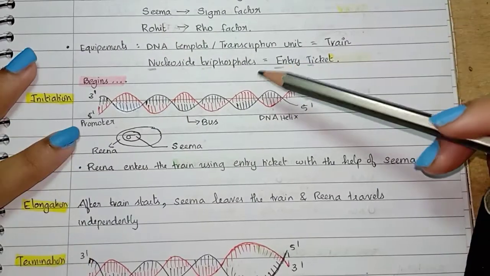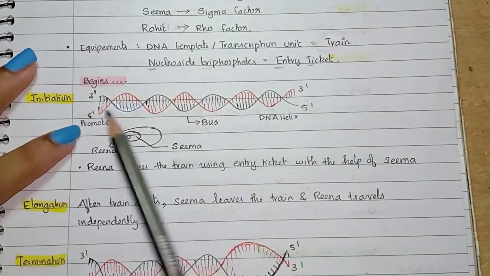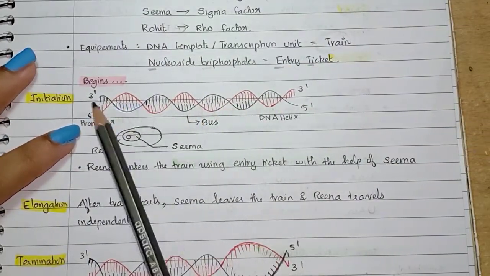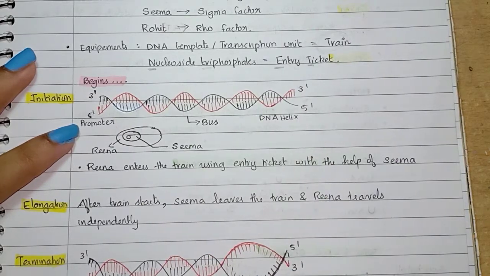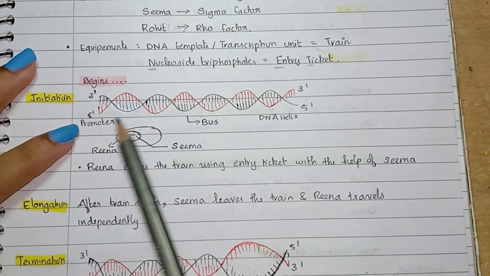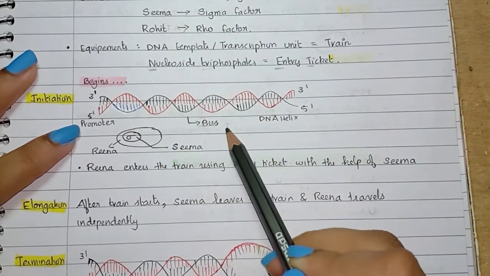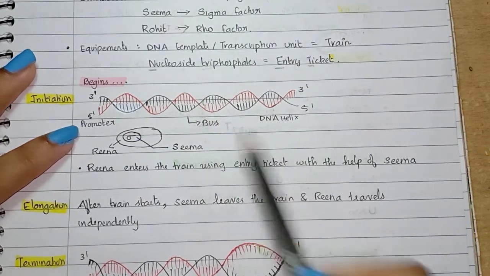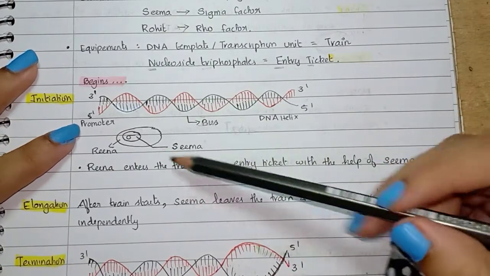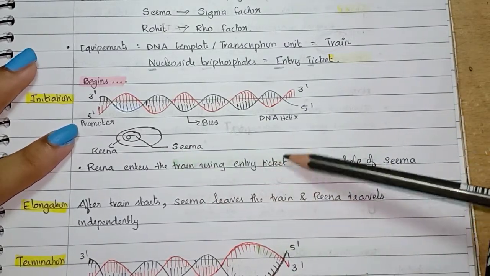So the story begins. Just think of this DNA helix as a train. There is this promoter region, and this is the train. I wrote it as bus, but it's actually a train. So what happens? Rena enters the train using the entry ticket.